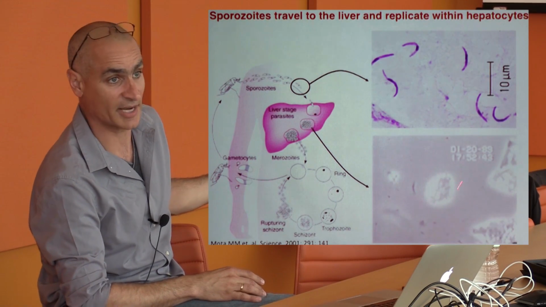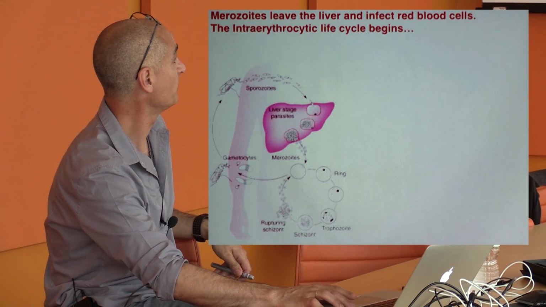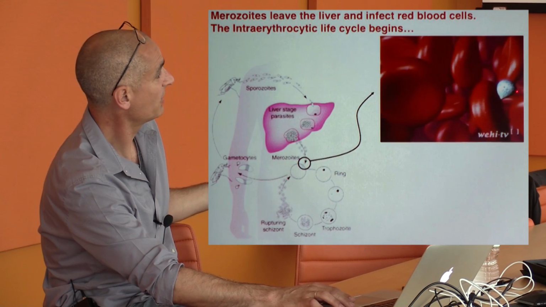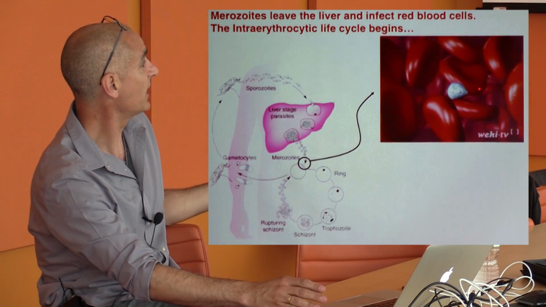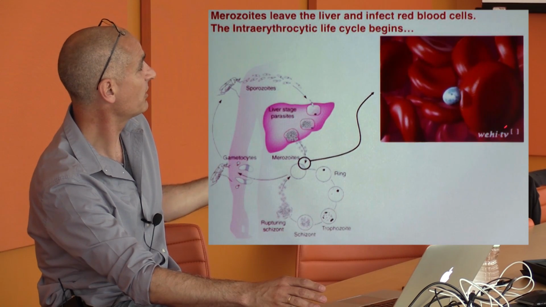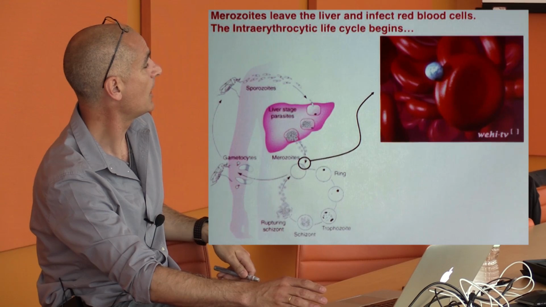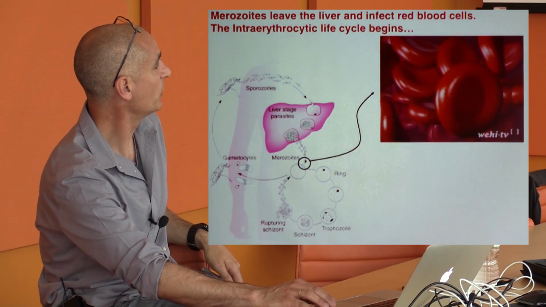They do this in the liver, and then they ultimately develop in the liver into merozoites. Once they do that, these merozoites will break out. This is a schematic of a merozoite. It's breaking out and it's going to infect a red blood cell. These red disc-shaped cells are red blood cells. And as you can see, the parasite will invade and go in.